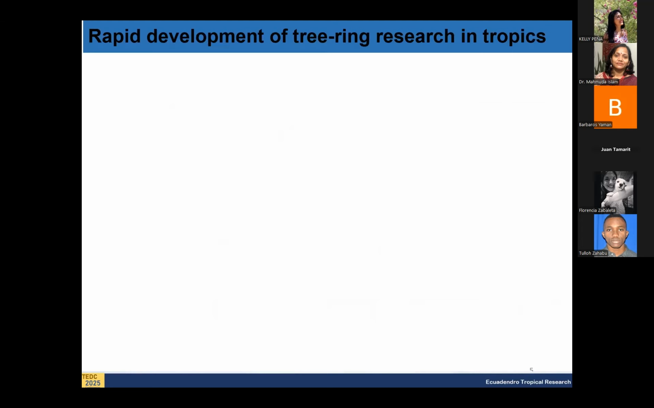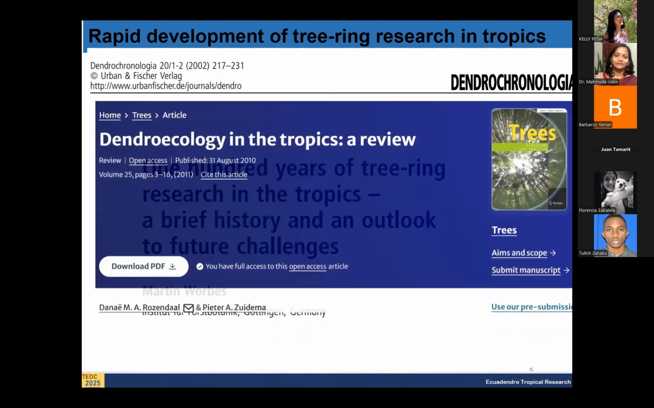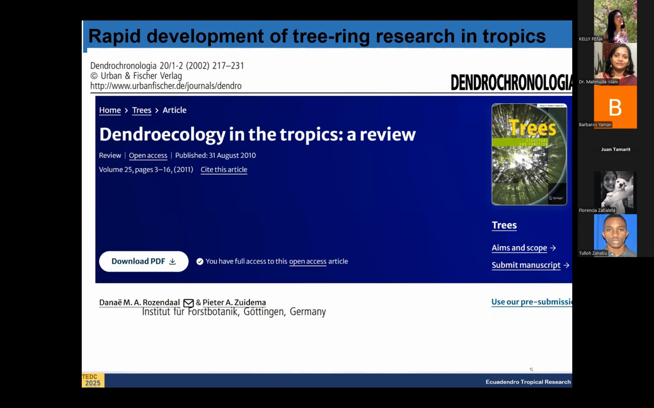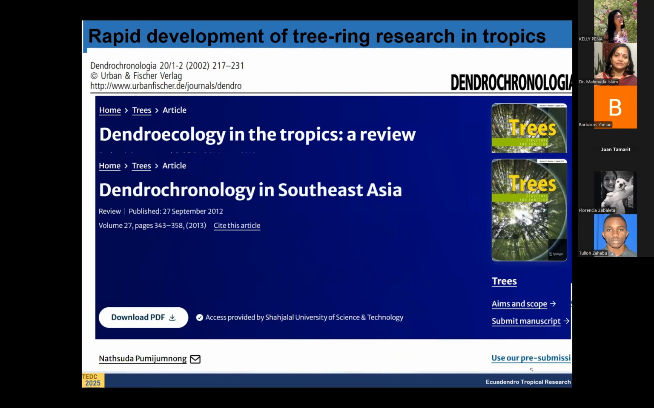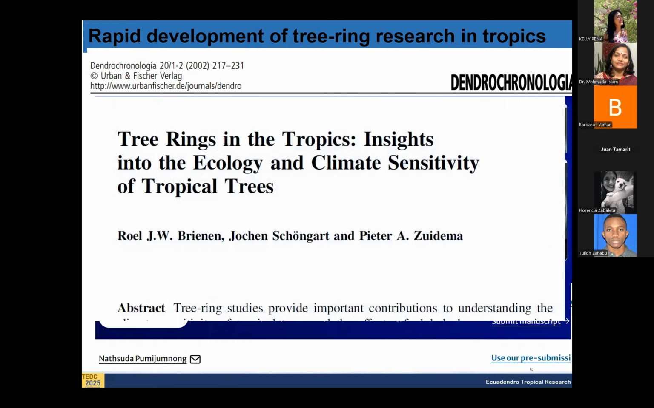However, during the past 2 decades, tropical dendrochronology developed rapidly after the review of Martin Obbs, highlighting the potential of tropical dendrochronology, and then the review of Rosendahl and Zodema in 2021, and Brennan and colleagues, bringing this rapidly growing science forward and showing its application in various fields of ecology, climatology, archaeology, and physiology. Some other recent reviews clearly showed how rapidly tree ring science in the tropics developed. These are the very interesting Brennan and Zodema, and other authors, who documented the rapid development of tree ring study in the tropics.